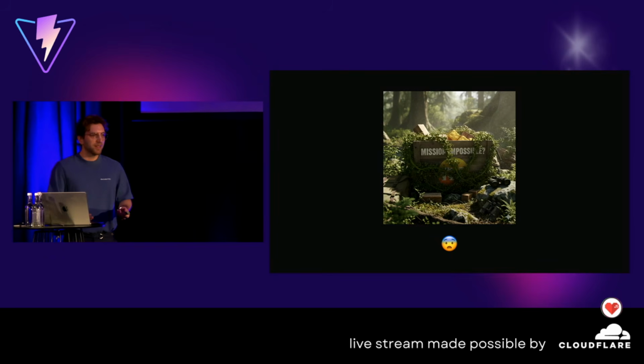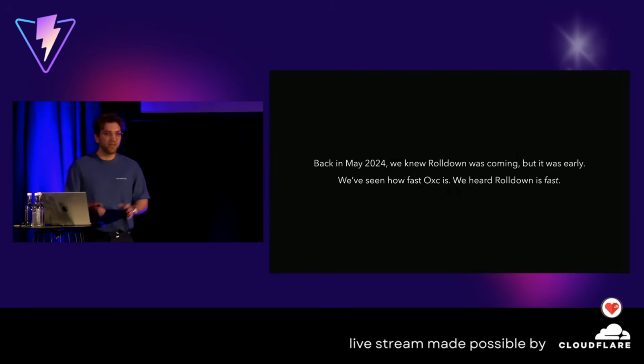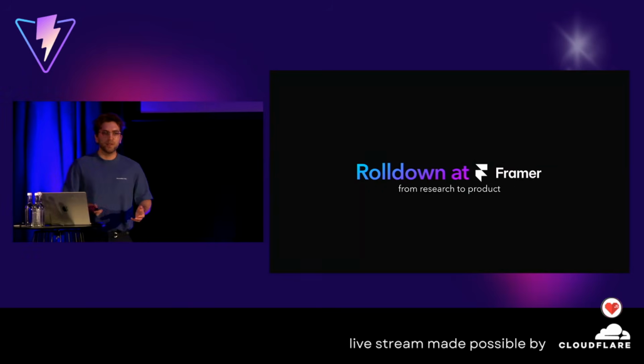Mission Impossible? No, back then I was thankfully following the right people on X, and Evan You was amongst them. So I figured out, in May 2024, I knew Rolldown was coming because I had seen some early tweets about it. And I knew Oxc is fast. It powers lots of very fast Rust tools. So I had also heard Rolldown is going to be fast, or supposed to be fast. And this is the story of how we got Rolldown to production at Framer.